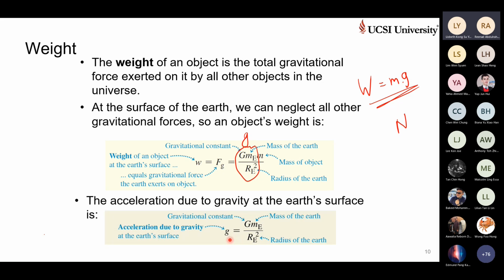Is this clear? So whenever you are asked to calculate weight, use this formula, and you don't have to do the expansion for g. Rather, you substitute the values, you know the value of this, this, this, and this. These are all just numbers, right?